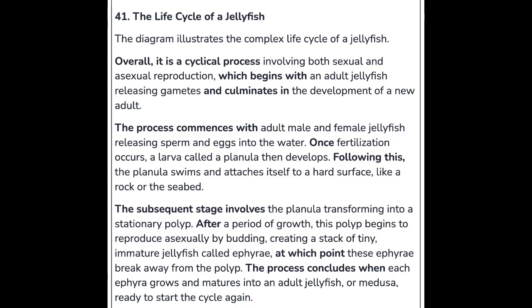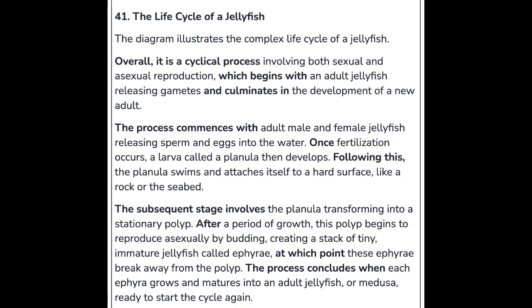Overall, it is a cyclical process involving both sexual and asexual reproduction, which begins with an adult jellyfish releasing gametes and culminates in the development of a new adult. The process commences with adult male and female jellyfish releasing sperm and eggs into the water. Once fertilization occurs, a larva called a planula then develops.